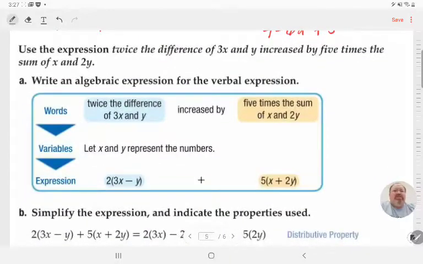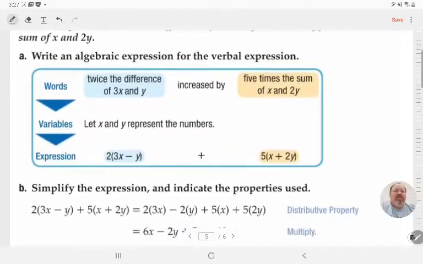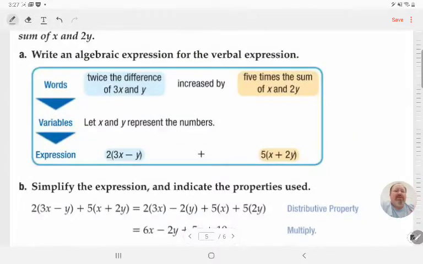Now it says use the expression twice the difference of 3x and y increased by 5 times the sum of x and 2y. So A says write an algebraic expression for the verbal expression. So twice the difference of 3x and y would give me that expression. Increased by is addition, and 5 times the sum of x and 2y would give me that expression, okay?